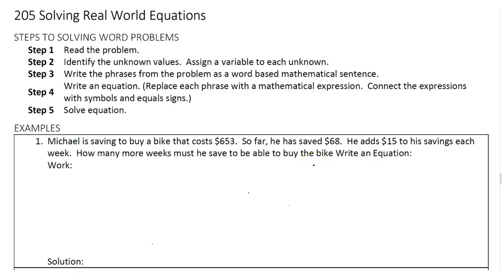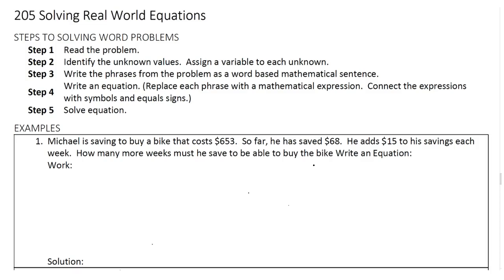Let's look at example 1. Michael is saving to buy a bike that costs $653. So far he has saved $68. He adds $15 to his savings each week. How many more weeks must he save to be able to buy the bike?